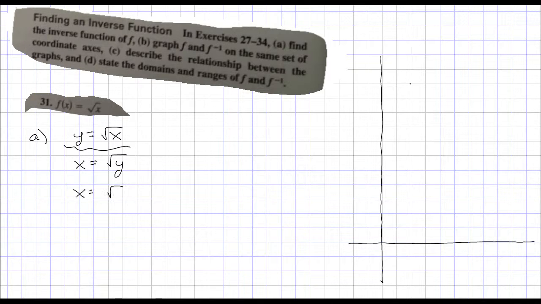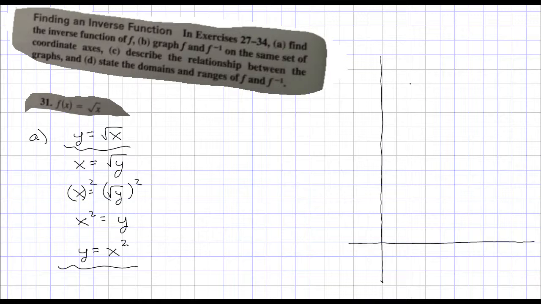So I need to take that statement, I need to square both sides in this case. So I get x squared is equal to, and the square cancels the square rooting, that's why I picked it, to get just y. And I like my y on the left, so y equals x squared. Okay, that's part A. For part B, they want us to graph both of these on the same coordinate axes.